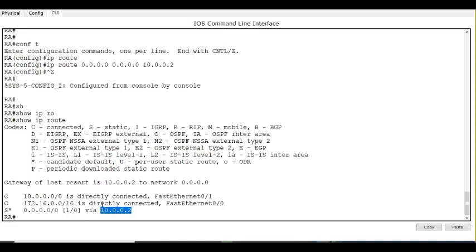You understand? When you write a default route, you will see this line: Gateway of last resort. This is the gateway for any network. See, network is any. You understood?